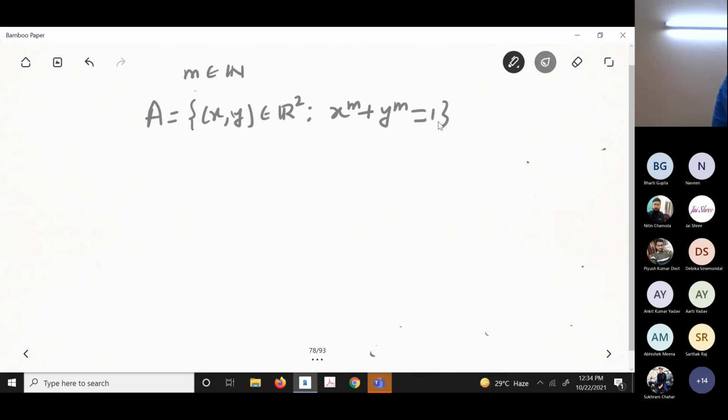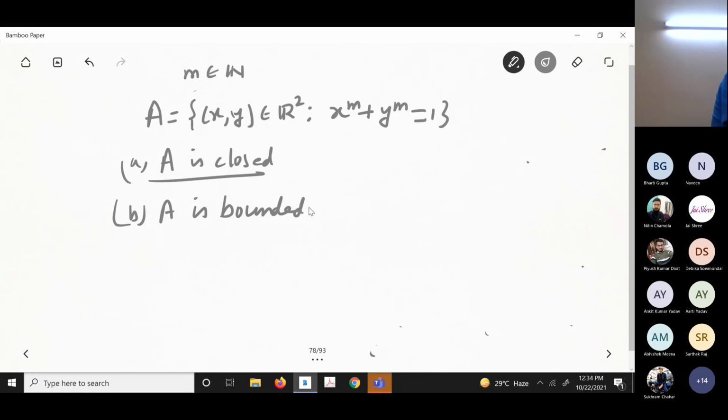Okay, remember this problem that A is always closed, that you proved. One part I have given that, and B, A is bounded if and only if M is odd. Okay, that means what you are getting? A is closed and bounded if and only if M is odd. So if you use Heine-Borel theorem, that means A is compact.